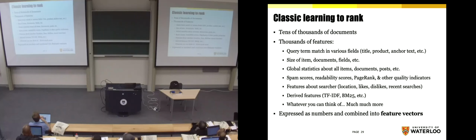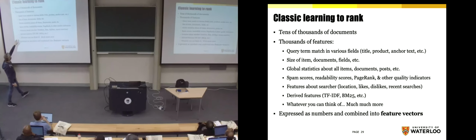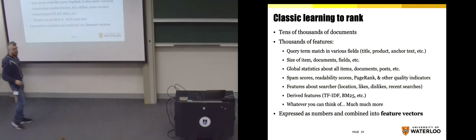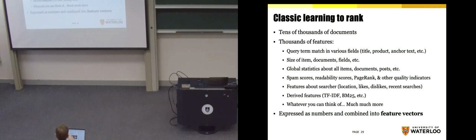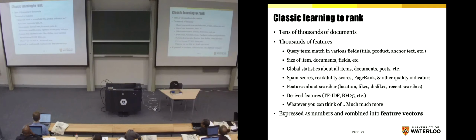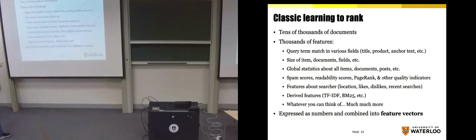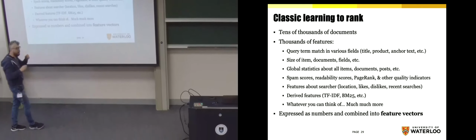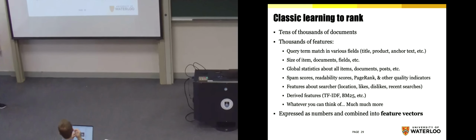And classically then, we'd have a bunch of features. Sizes of the documents, global statistics, spam scores, and readability scores. If you've heard of Google PageRank, that will be in here, although PageRank, the way that it was presented 20 years ago, that you might have read about in a paper or heard somewhere else, is not quite how it works anymore. But it's still an interesting algorithm. A lot of other quality indicators, location, all these derived features. So BM25 and IDF features will come as features into the machine learning algorithms.